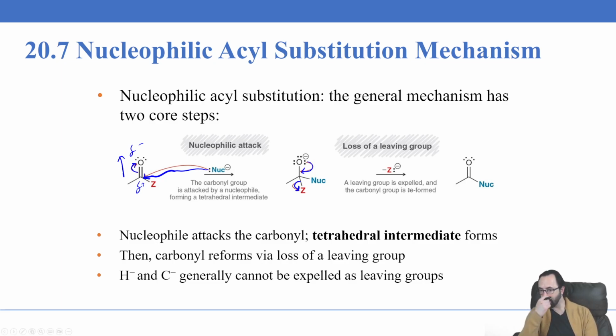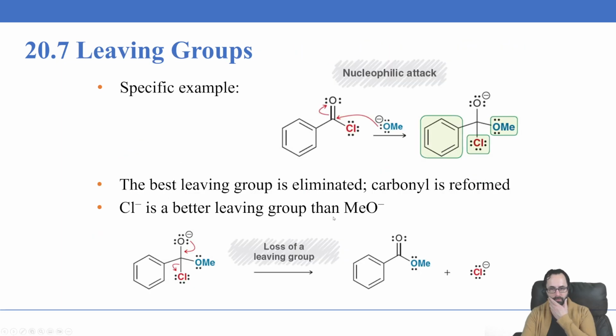And the leaving group will leave because in these carboxylic acid derivatives, we have pretty good leaving groups. So this is the mechanism. The nucleophile attacks the carbonyl. You get a tetrahedral intermediate, and then finally the leaving group leaves and the carbonyl is regenerated. And again, this cannot happen with hydride or carbon-containing negative ions, because these carbanions and hydride ions are terrible leaving groups, but our chlorides and carboxylate ions are quite good leaving groups.